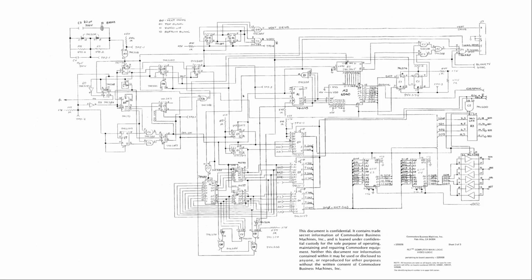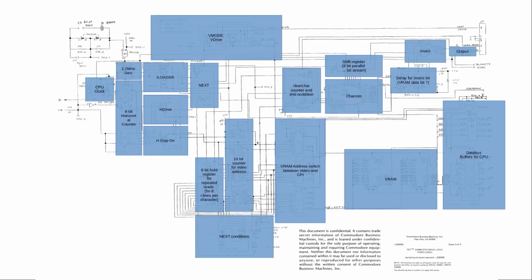What I've done is I mapped the building blocks of the video output onto this schematic, as we can see here. So we have all the different components. We have clock generation, the horizontal timer, the counter and address hold register, next condition, mode, address switch, RAM, data bus buffers for the CPU, character ROM, shift register, and output. So it's all there, and we're going to go through all of those in detail.